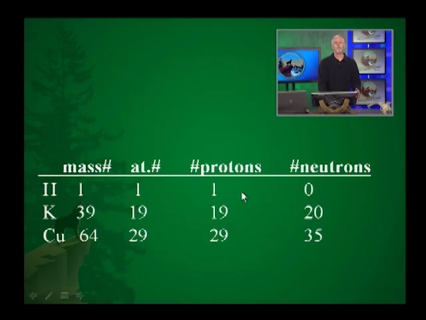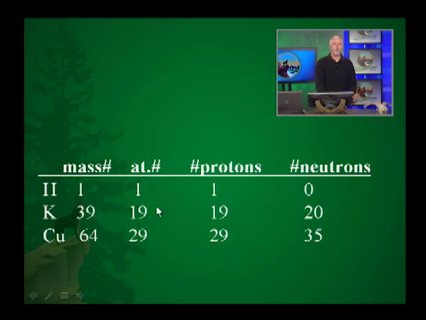So again, what distinguishes any element from any other is the number of protons in the nucleus. If we look at potassium, another example, atomic mass of 39, so there are 39 protons and neutrons. The atomic number is telling us 19 of those are protons, so if you subtract 19 from 39, it tells us there are 20 neutrons. And then copper, atomic mass of 64, atomic number of 29, so there are 64 protons and neutrons, 29 of those are protons. Subtract, and it will tell you that there are 35 neutrons in that particular nucleus.